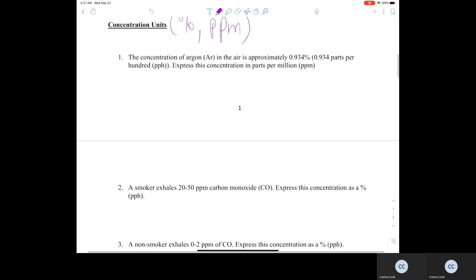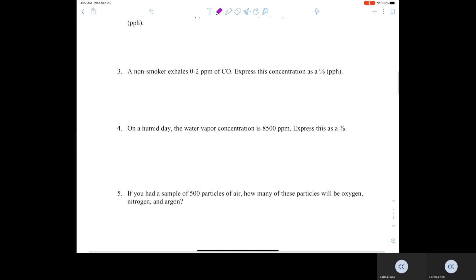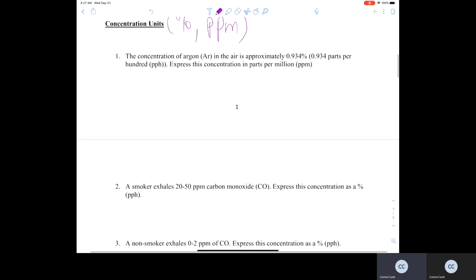The next set of questions deal with concentration units, percent, ppm. And so if the concentration of argon in the air is 0.934%, that means you've got 0.934 parts per 100. Convert this to parts per million.